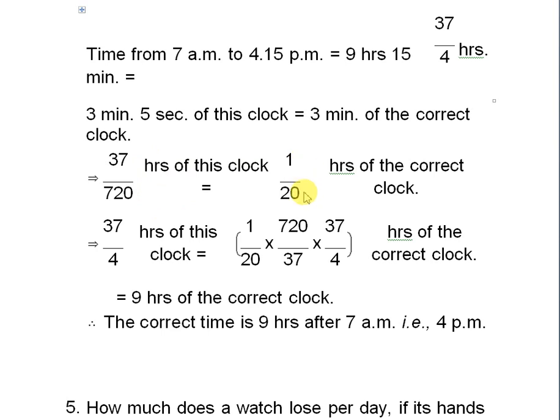So what you will do is 37 by 4 hours of this clock would be 1 by 20 into 720 by 37 into 37 by 4 hours of the correct clock, which is equal to 9 hours of the correct clock. So the correct time is 9 hours after 7 am, that is 4 pm. And that's all about the concept of clock.